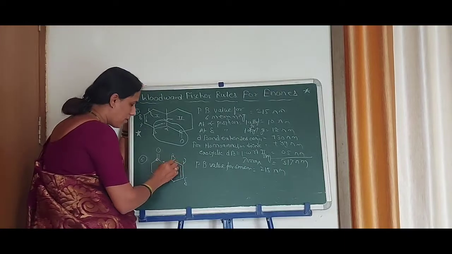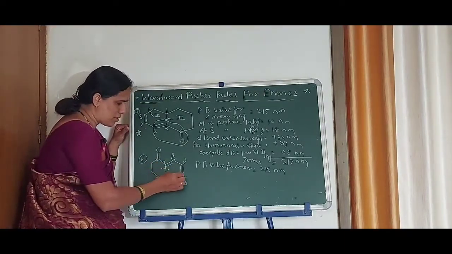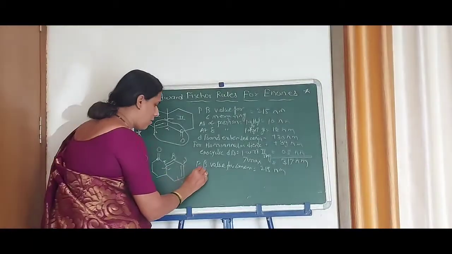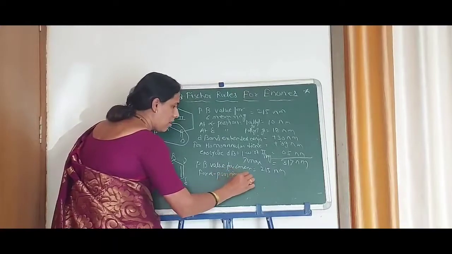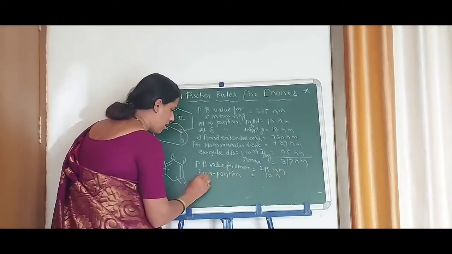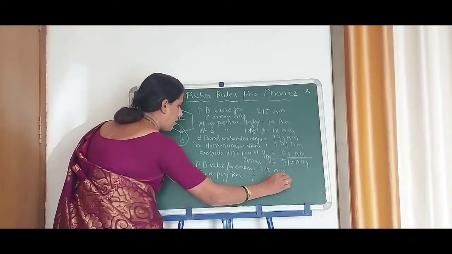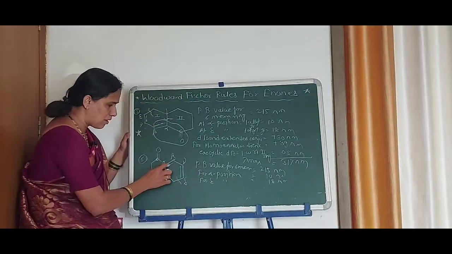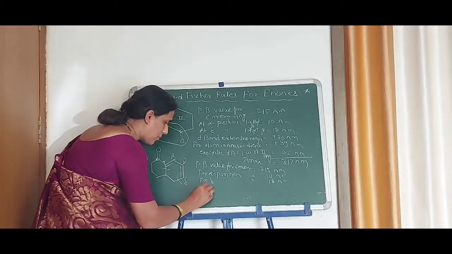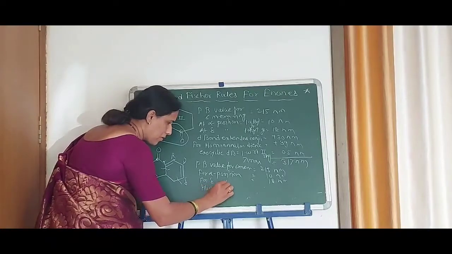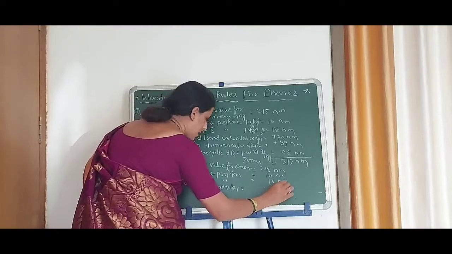Okay. Which are the alkyl substituents here? First is alpha position and second is delta position. For alpha position, what is the increment? 10 increment. For delta position, what is the increment? 18 nanometer. Okay. Now again here homoannular diene. Therefore for homoannular we can write the addition of plus 39.